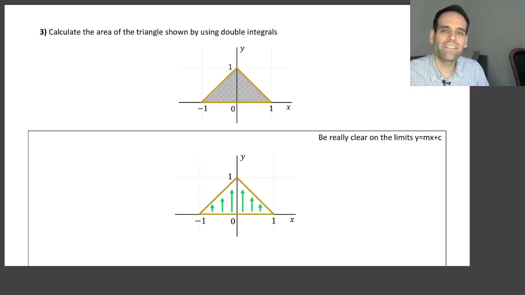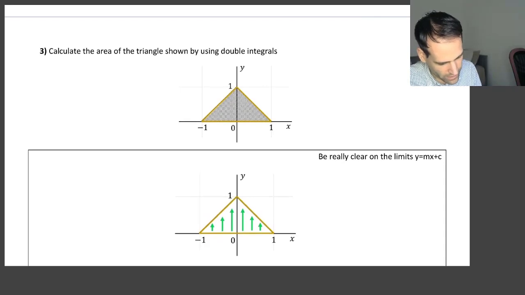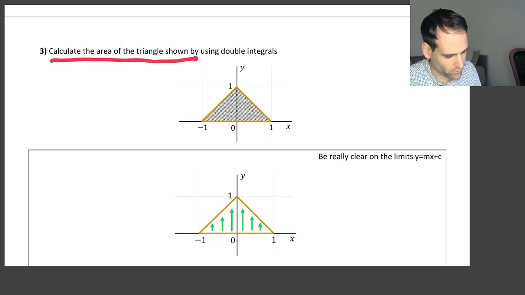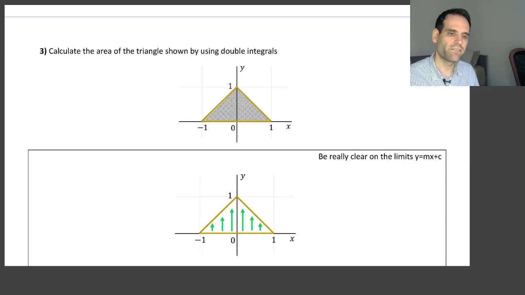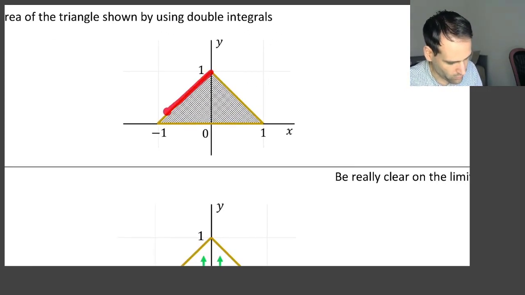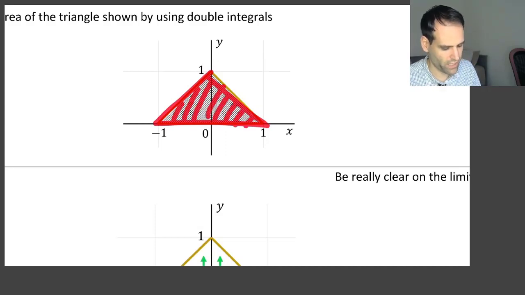So let's practice an integration in non-rectangular region. Calculate the area of the triangle shown by using double integrals. Okay, so we want to integrate now inside this triangle. This will be our area A.